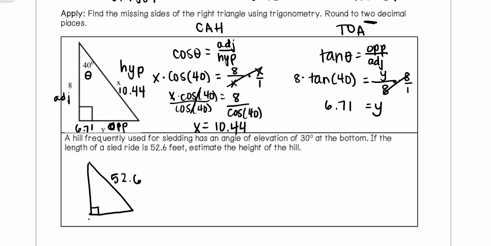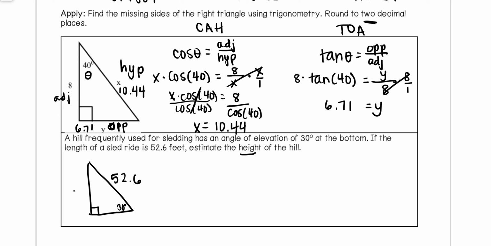The other thing that we know is that it has an angle of elevation at the bottom. So that means that this angle down here is going to be worth 30. If it had said an angle of depression, we'll talk about that. That would be below that amount. So we'll get into that in a couple lessons from today. So at this point, they're saying estimate the height of the hill.